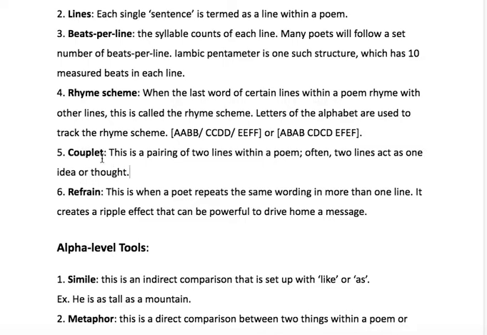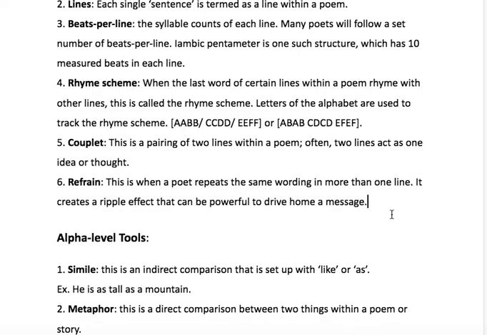So, couplet. This is a pairing of two lines within a poem. Often two lines will act as one idea or thought. So you have one line, and then the second line is almost like an answer, or it completes the idea. And quite often they're paired together because they also have some sort of a rhyming relationship as well.